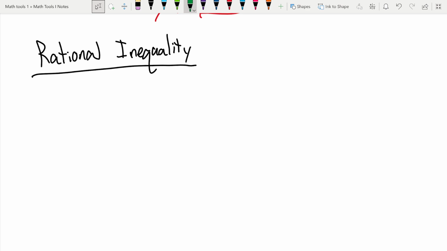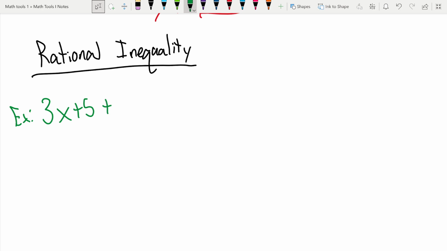So now we want to look at rational inequalities. Okay, so we looked at rational equations. So now what happens if we're looking at inequality instead? And this will have similar rules as when we looked at polynomial inequalities. Kind of the same idea where we're going to want to use a sign chart.